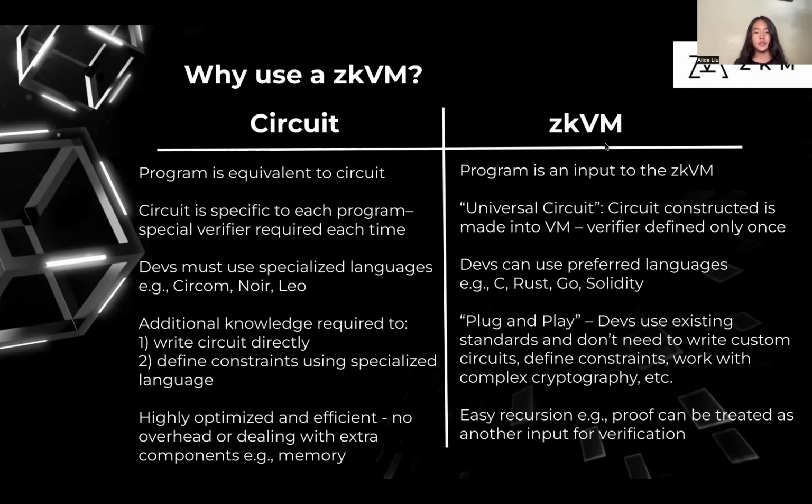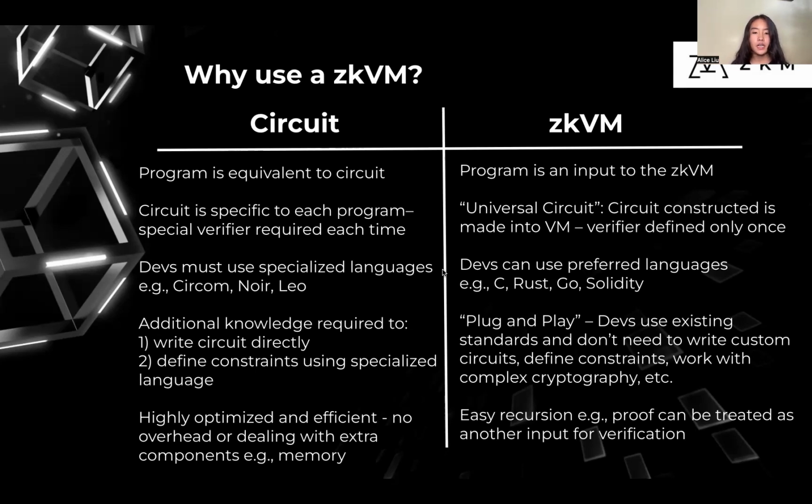Because looking at these differences between a circuit and a zkVM, with a zkVM, instead of a circuit being equivalent to a program, we can have a circuit that knows how to execute a program. So while a circuit is specific to each program and a special verifier needs to be defined each time, a zkVM can be thought of as a generalized universal circuit where you only need to define the verifier one time.